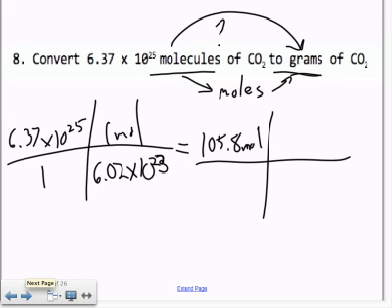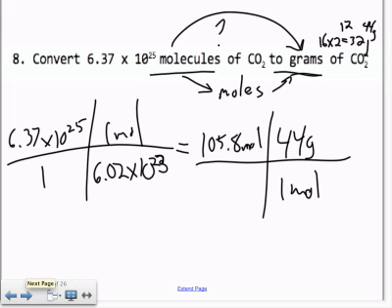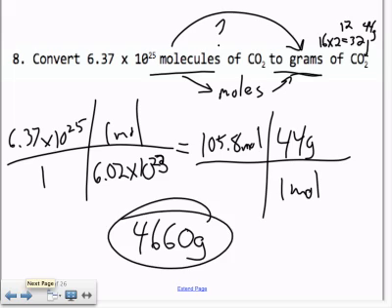And then we go from moles to grams. For CO2, you've got a carbon, which is 12, and you've got 2 oxygens, which is 32, so a total of 44 grams for CO2. 44 grams is equal to 1 mole. So we do 105.8 times 44, and we come up with a number 4,660. So you can't have numbers in the thousands or hundreds with grams and moles, but it shouldn't be on the order of 10 to the 25th or even 10 to the 15th or anything like that.